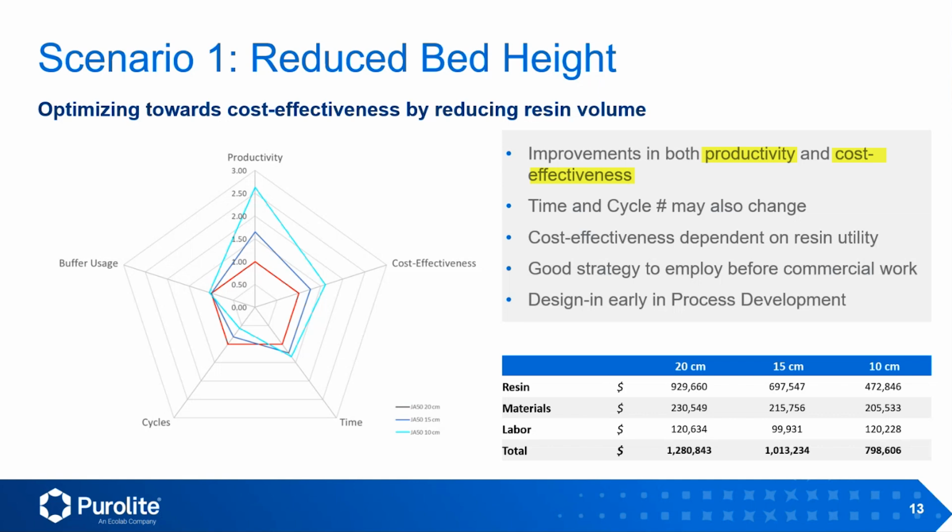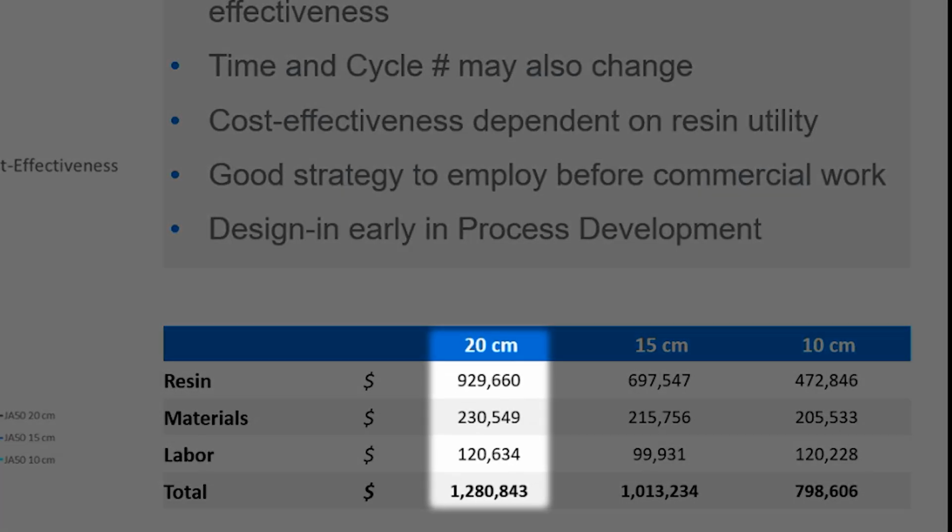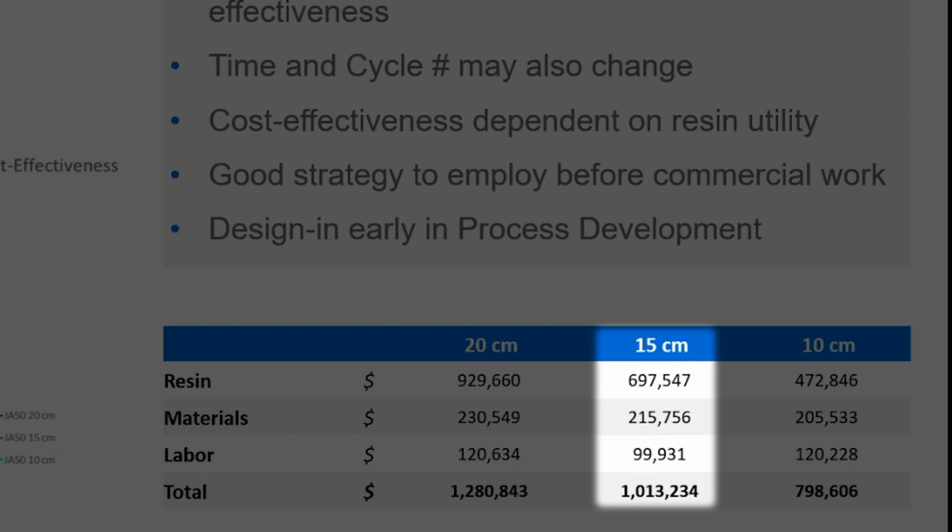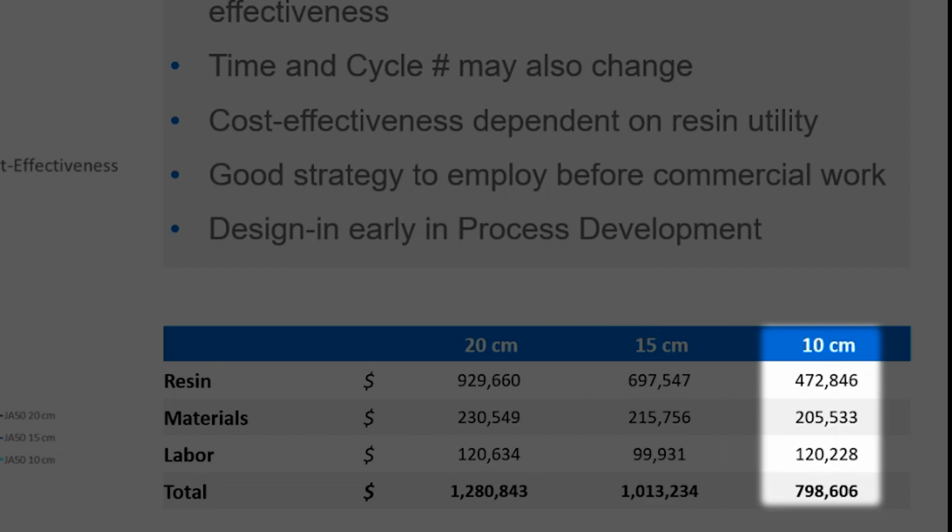In terms of the economic benefits, you can see that in the table on the bottom right. So with the 20 centimeter column, based upon recommended retail prices of the resin, you'd be looking at about $1.28 million. For a 15 centimeter column, you might be looking at about $1 million. And for 10 centimeter columns, you could be looking at about $800,000. So there's quite a big saving which can be made here just by adjusting the bed height.